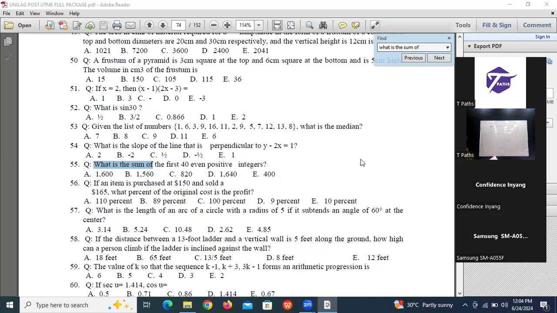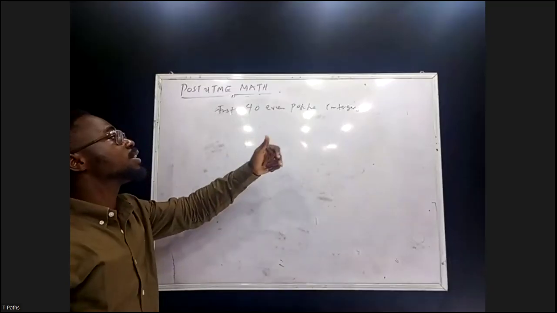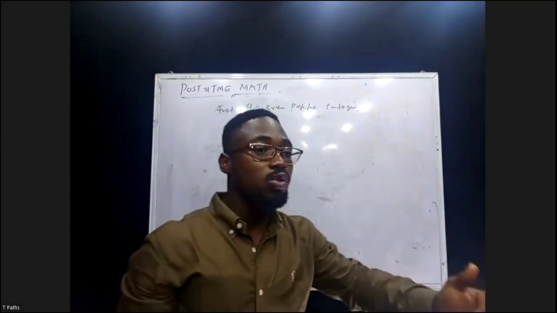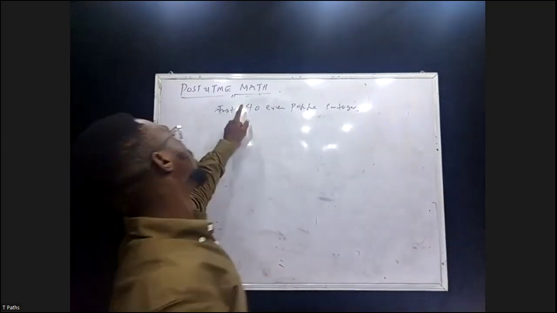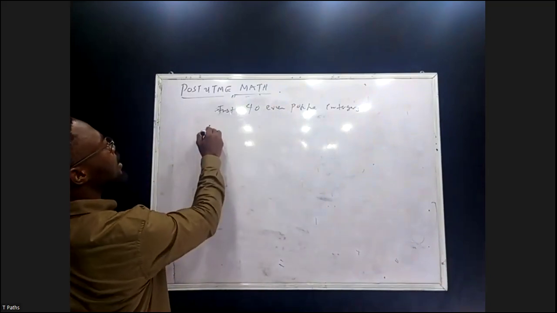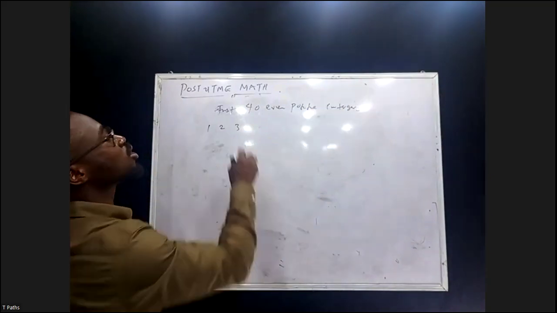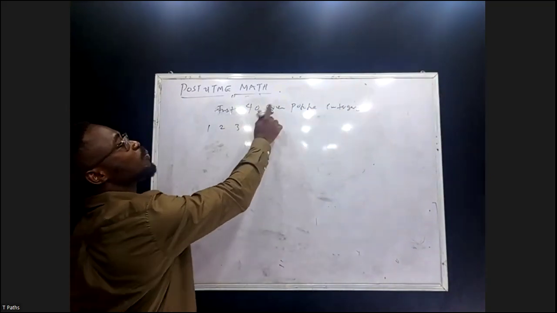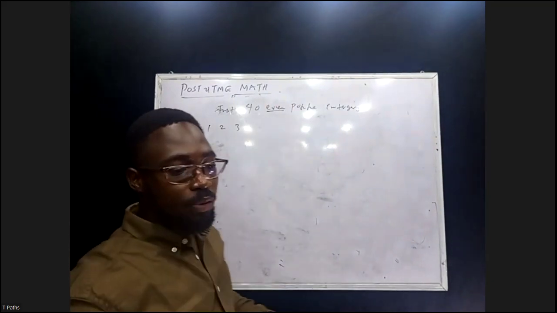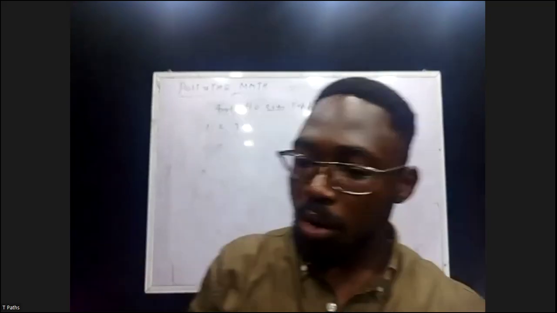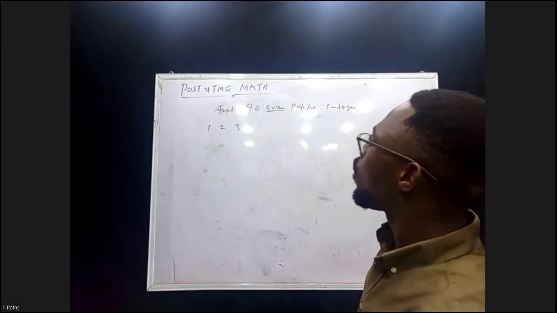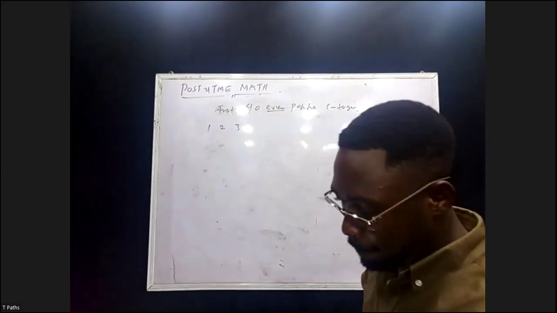Now, what are positive integers? Positive integers are integers that are plus. They are not minus. Like 1, 2, 3, 4, 5, 6, 7, 8, 9, up to number 40. Now, in that list, they are telling us that they want us to pick the even ones. So who can tell me what are the even numbers in that sequence? Please submit them.